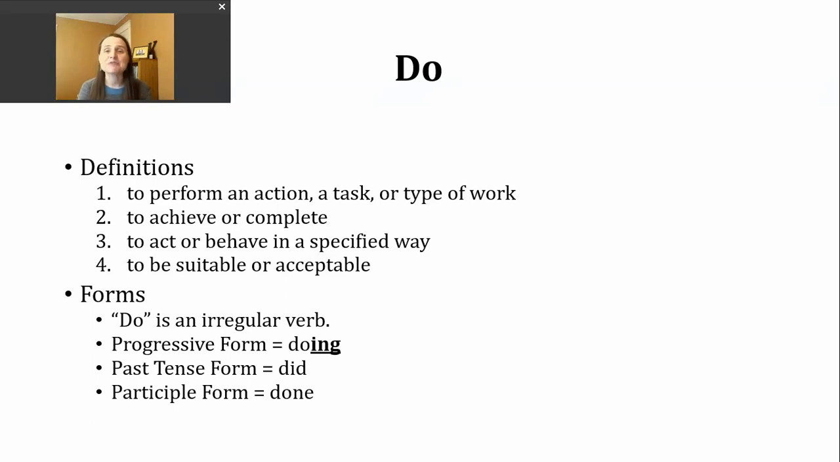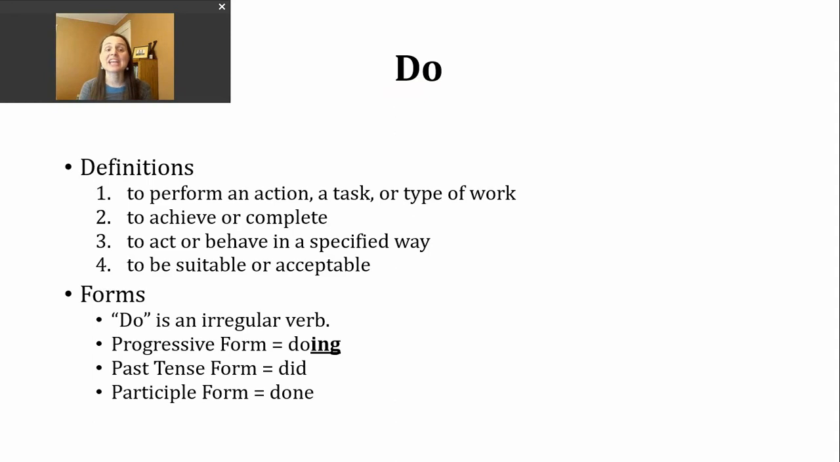A third way you might hear the verb do used is to mean to act or behave in some sort of specific way. A fourth way you'll hear the verb do used is to mean that something is suitable or acceptable. So generally with this meaning, it's a phrase like that will do or this will do. So it is acceptable, it is suitable.